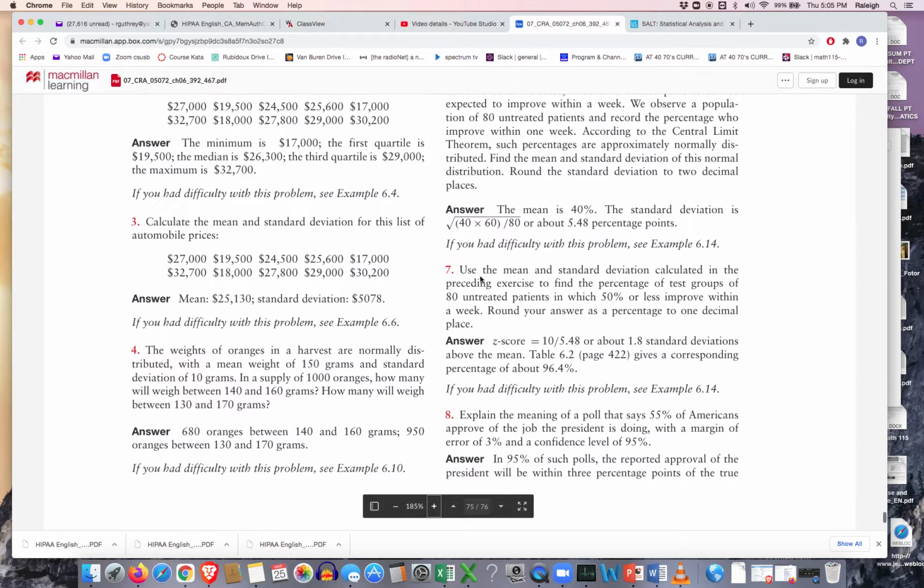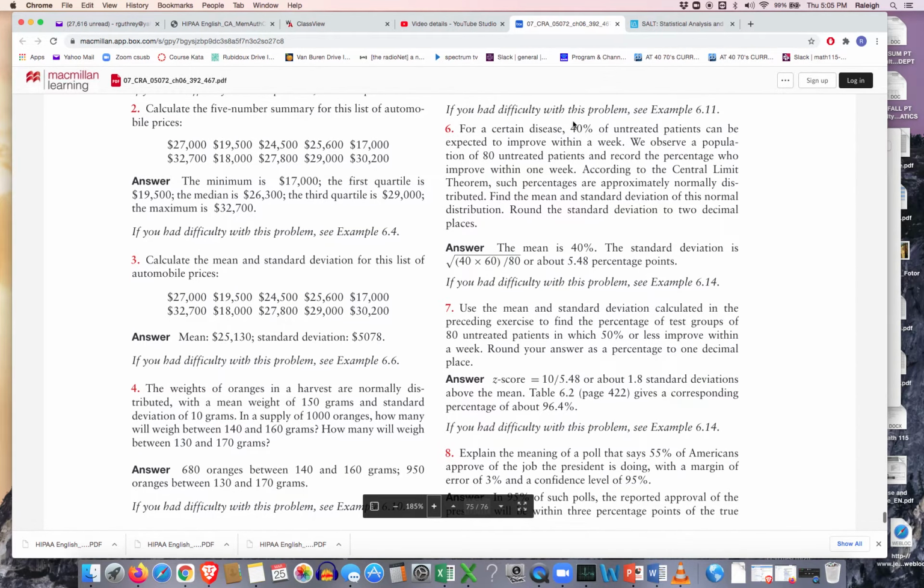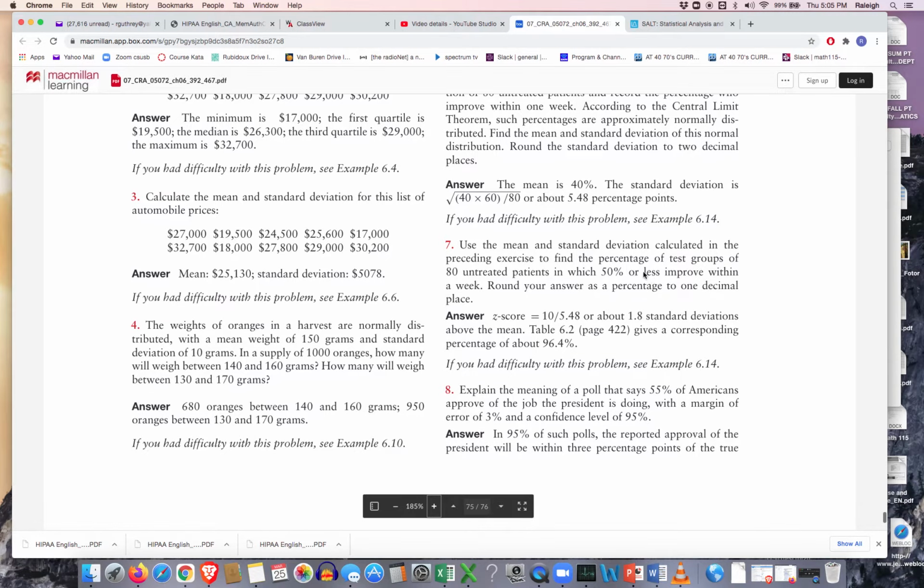Let's take a look at number 7. Use the mean and standard deviation we just got in number 6 to find the percentage of test groups of 80 untreated patients in which 50% or less improve within a week. Now, we expected 40. So what we'll have here is the value of 50 minus 40. This is the data value we're interested in, 50. But the mean, it says it right here, is 40. It's a difference of 10 points. Just call it 10. And we divide by the number we just found out about. This time they picked 2 decimal places. That's okay. And that works out to be 1.8 standard deviations.